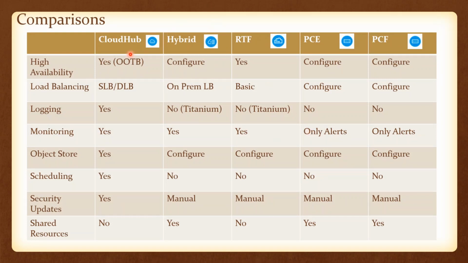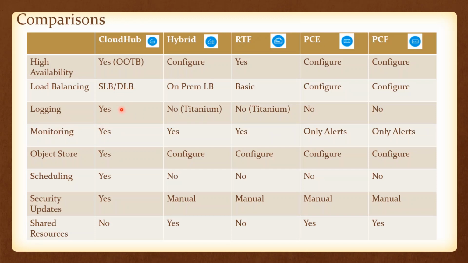First, let's start with CloudHub. High availability, yes, it is out of the box. You do not need to do anything. MuleSoft provides it right away. For load balancing, you have a shared load balancer and a dedicated load balancer. If you want vanity domains or want to host your own certificates, you need to use the dedicated load balancer. And for the DLB, you need to have a VPC, and the VPC by default gives you a VPN subscription, and using that you can connect to your on-prem systems securely.